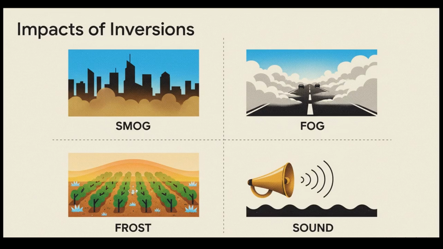And this is a big deal. Inversions are the reason why some cities get those really thick, nasty smog days. The pollution literally has nowhere to go. They also cause that dense morning fog that can snarl traffic and delay flights.